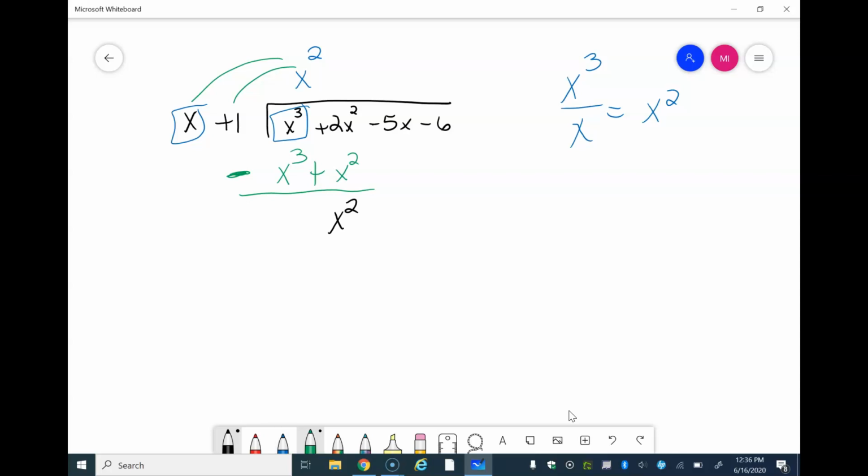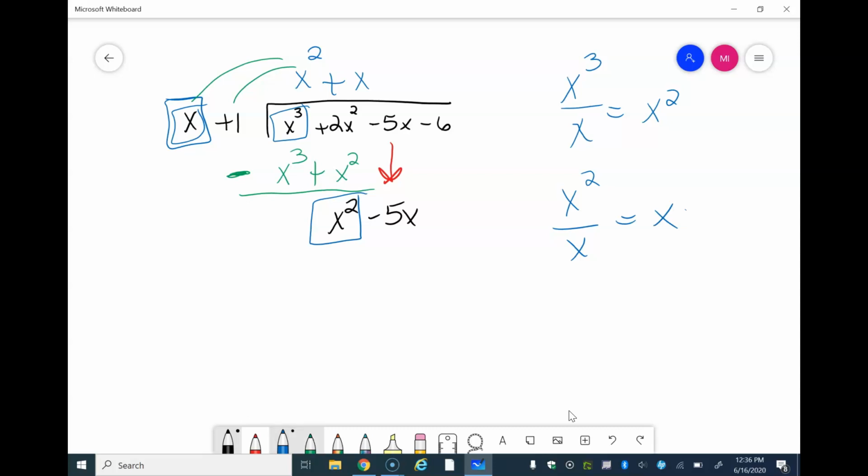So once we do that, we're going to bring down the next term, which makes it minus 5x here. Again, we're going to box in and repeat the steps. So box in the first term, we're going to box in this term again, bring it over to the side, x squared divided by x gives us x. Because these two are positive, we keep them positive.